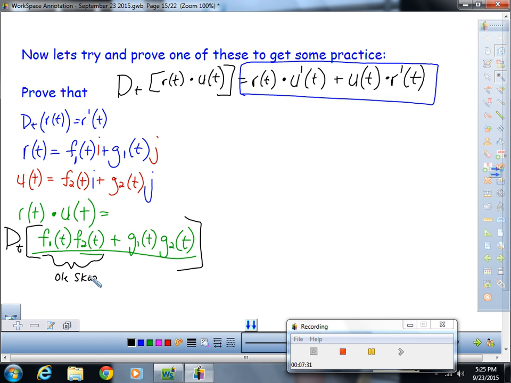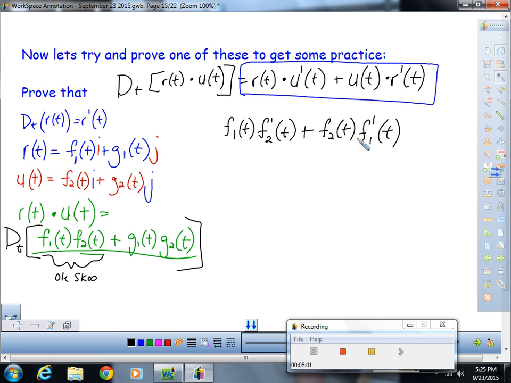Okay? It's just like a function times a function, but it's two functions. So we're going to apply our old school chain rule. So the derivative of this old school thing here will be f1 of t times f prime 2 of t plus f2 of t times f prime 1 of t. I just said it's first times the derivative of the second plus second times the derivative of the first.